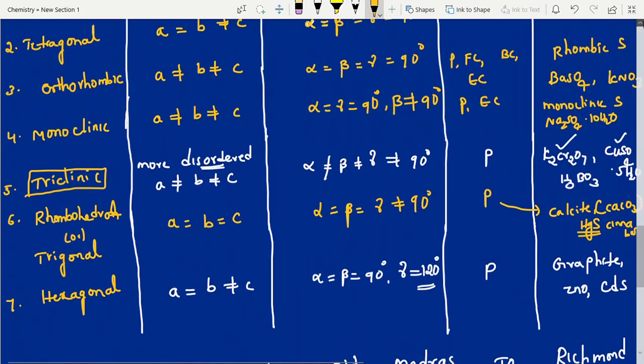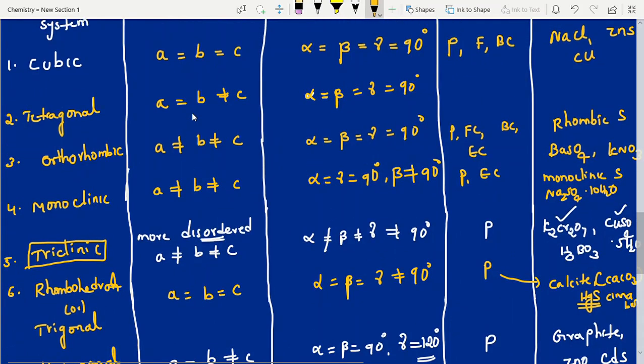After writing, see, all are equal, then that is cubic, right? Next, more disordered, all not equal. This is not equal, this is also not equal. How can you easily remember? Triclinic. Next, hexagonal is nothing but angles. Once you see the angles, you will come to know: alpha, beta 90, but gamma 120 degrees. If you see that, then definitely it is hexagonal. A equal to B not equal to C. Here we have to remember this one.